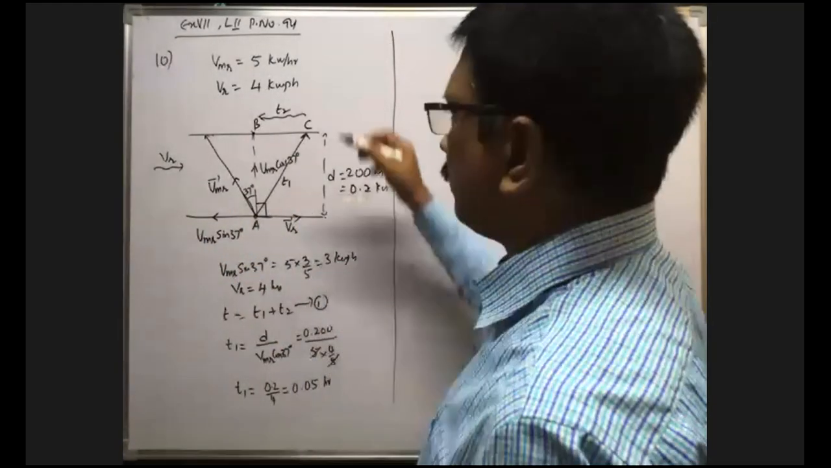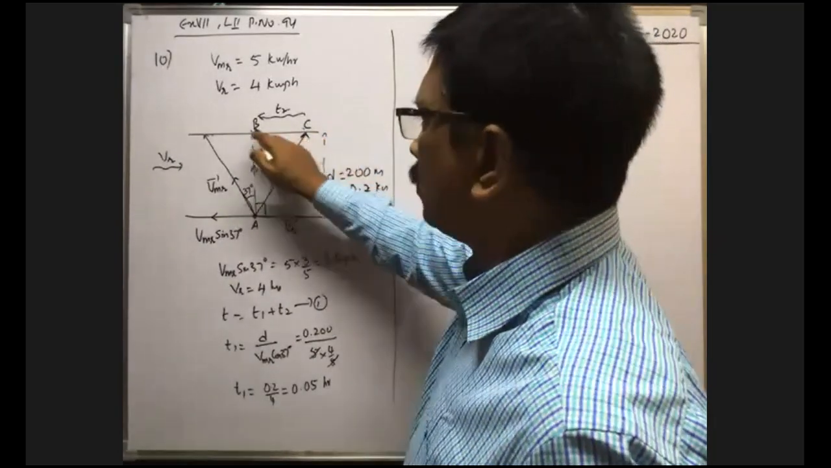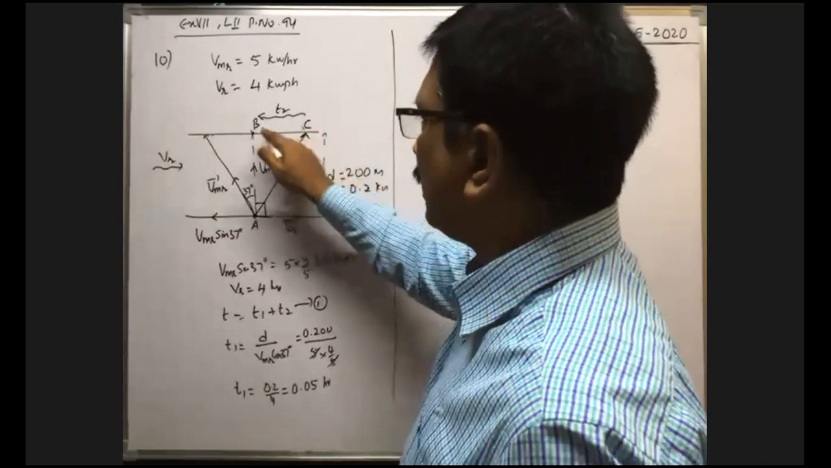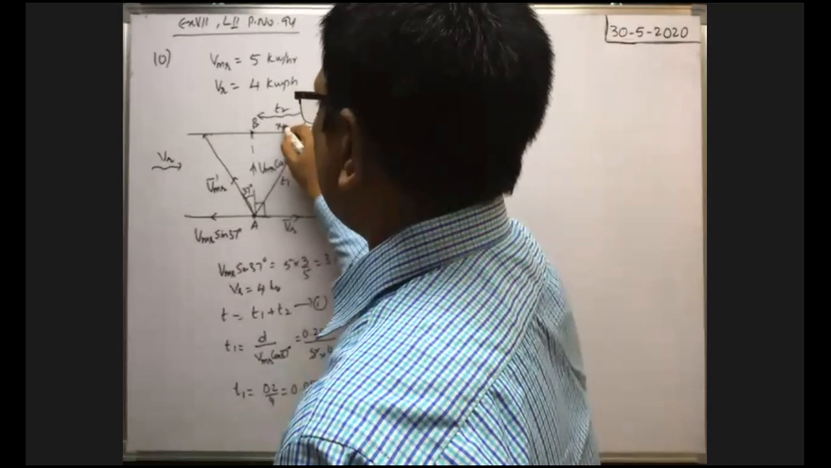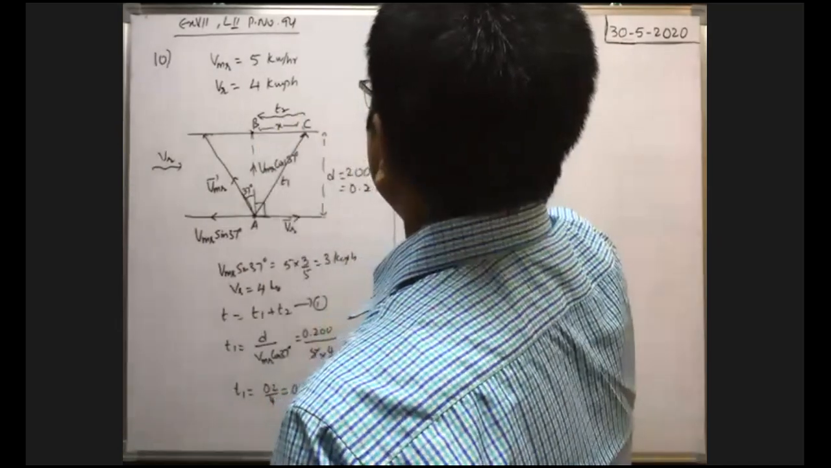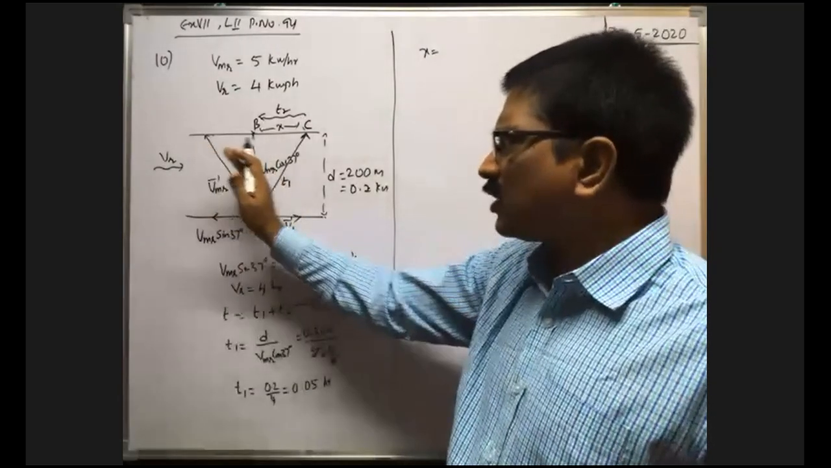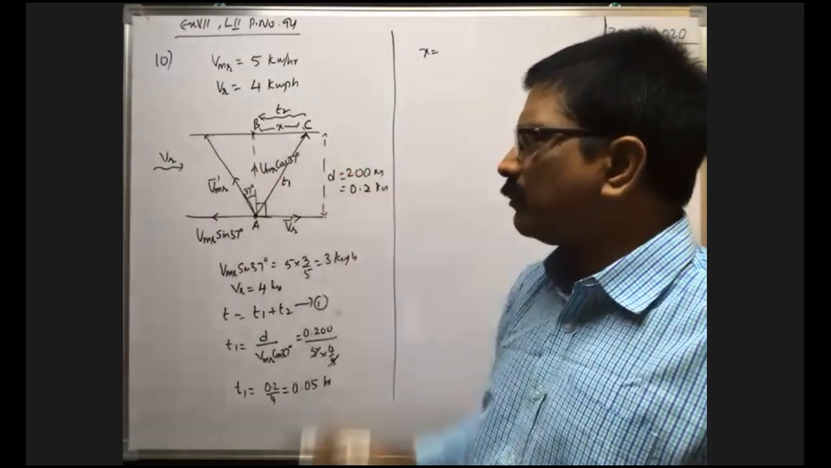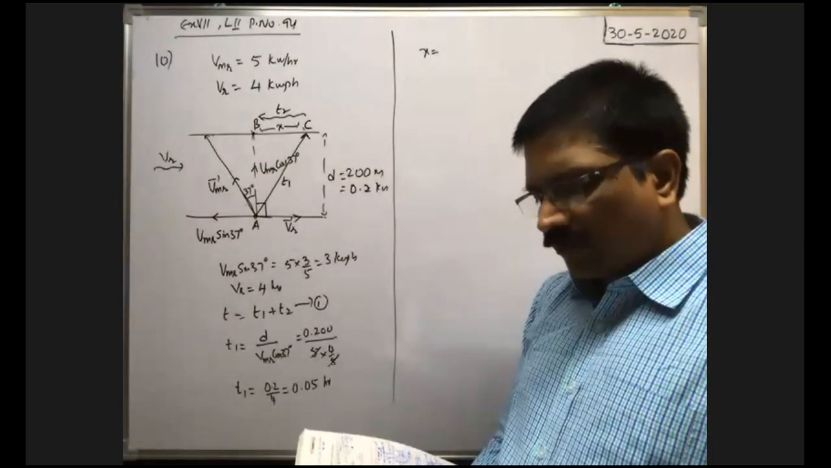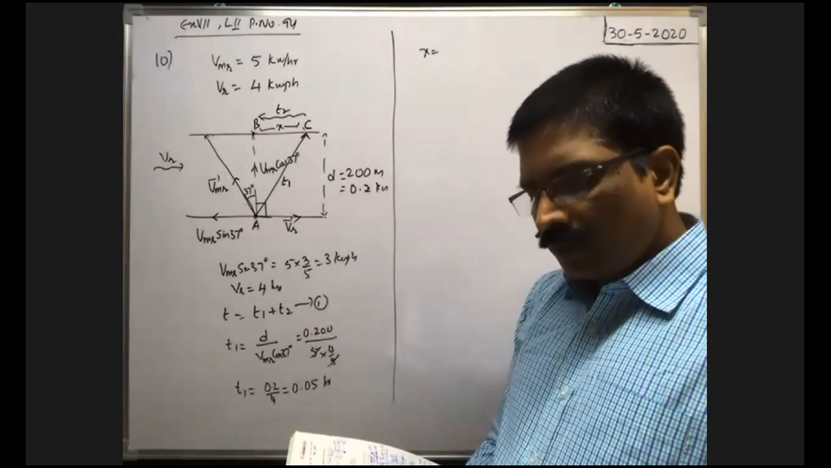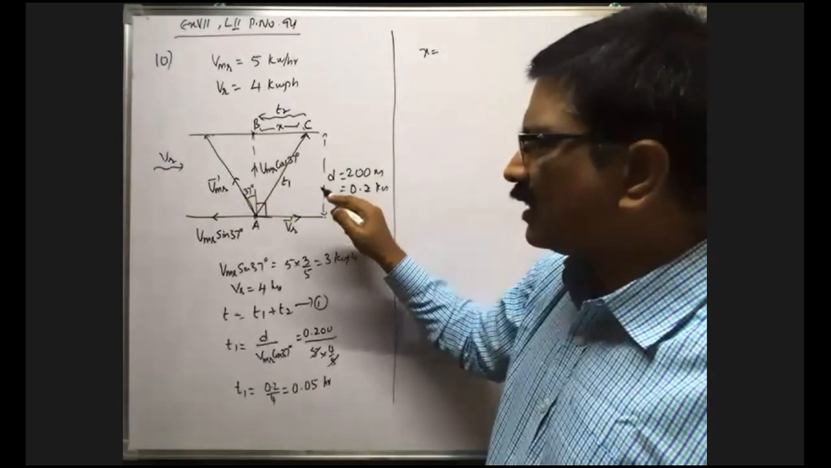Next, through what distance does the man come back in this direction? That is the drift of the man, say drift x. So what is the drift value? How can we find the drift along the direction of the river flow? Along the direction of the river flow, what is the resultant velocity of the man?